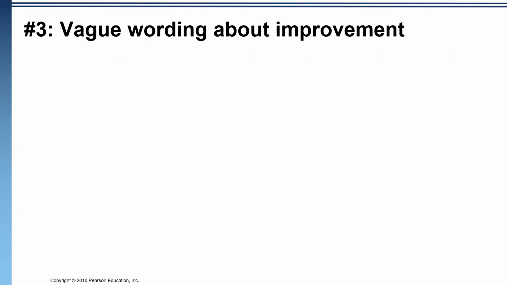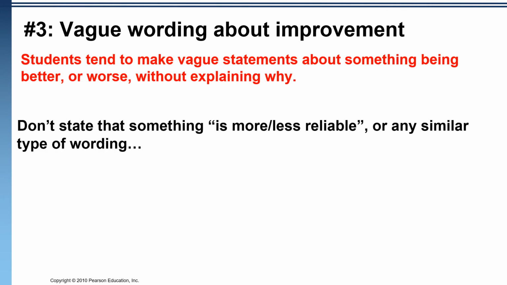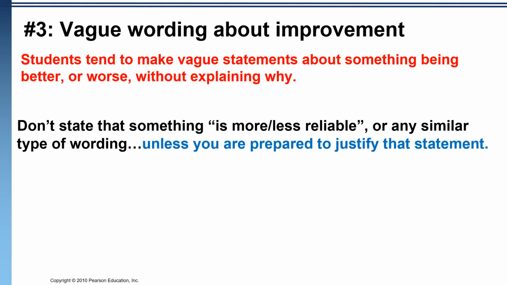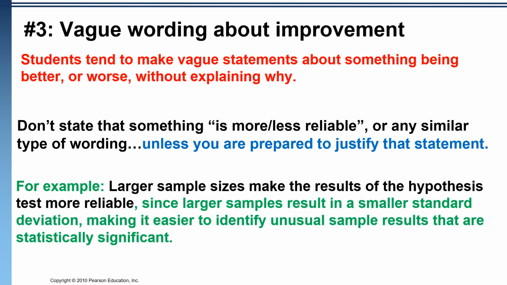Number 3, vague wording about improvement. Students tend to make vague statements about something being better or worse without explaining why. Don't state that something is more or less reliable or use any similar type of wording unless you're prepared to justify that statement. For example, larger sample sizes make the results of the hypothesis test more reliable. There's no justification here. It's not clear that you understand why that's true. You need to also say, since larger samples result in smaller standard deviation, making it easier to identify unusual sample results that are statistically significant.